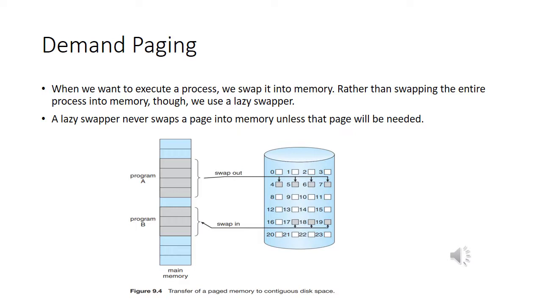This figure shows the transfer of pages from the disk to the main memory. Here there are two programs, program A and B. Program A is swapped out from the main memory to the disk and program B is swapped into the main memory. Here the swapper used is called a lazy swapper.